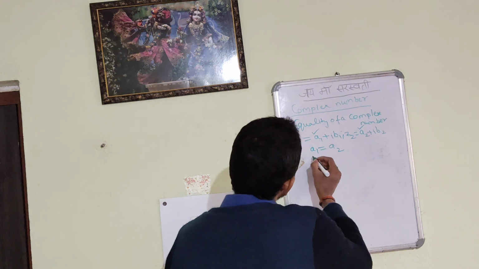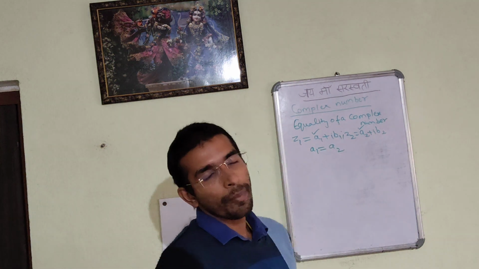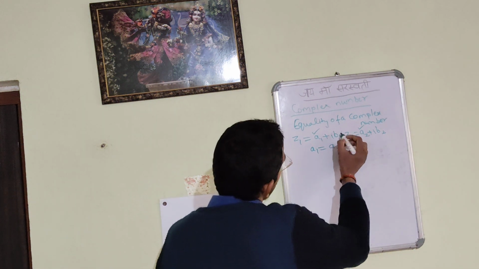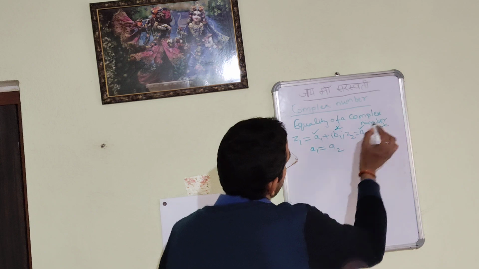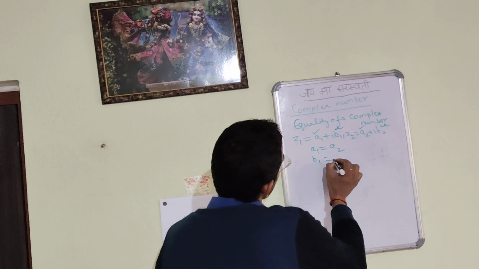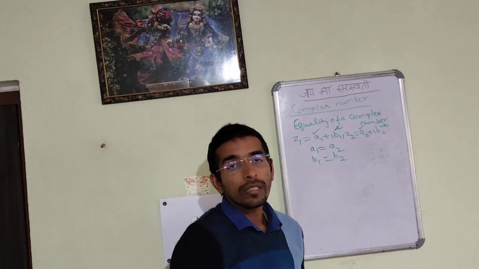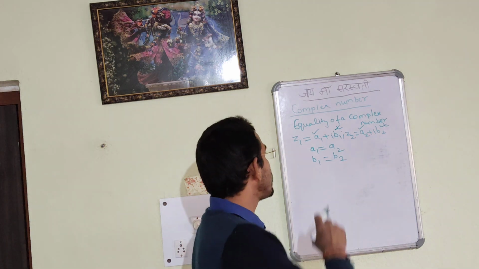The real part of one complex number is equal to the real part of the second complex number, and the imaginary part is generally associated with the i. So in that case, for the imaginary part, we have to leave i and we have to check b1. b1 is equal to b2. We have to exclude i and take the letter which is associated with the complex number, and it will be like this.